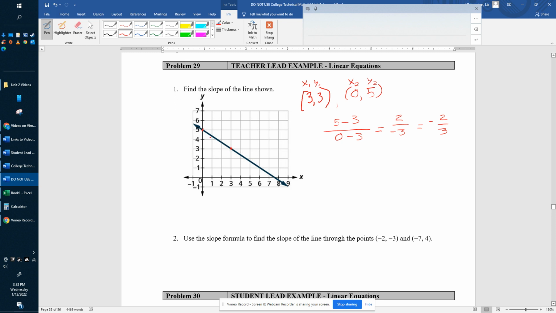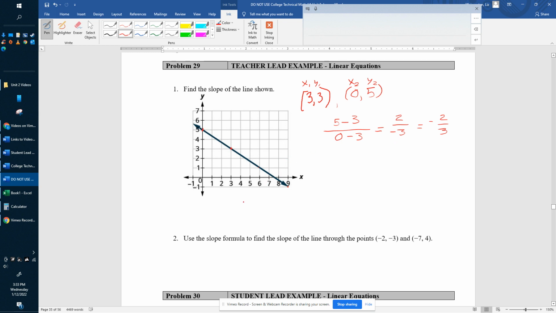Let's see if that works. So every time we go down 2, we go over 3. Down 2, over 3. Down 2, over 3. If we wanted to look at it the other way, every time we go up 2, we go to the left 3. Up 2, left 3. Up 2, left 3. So you can look at it both ways.